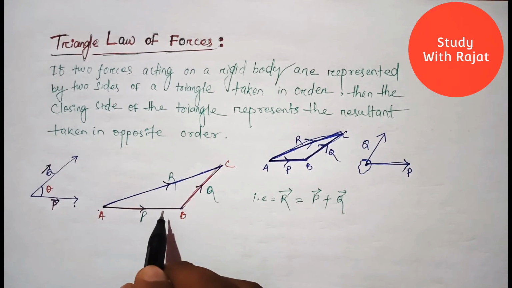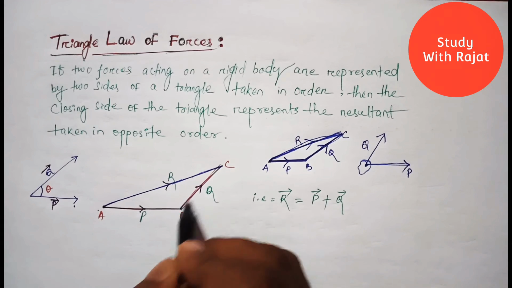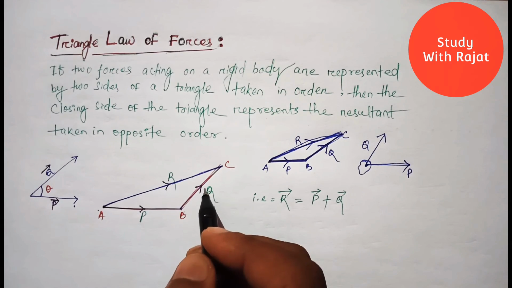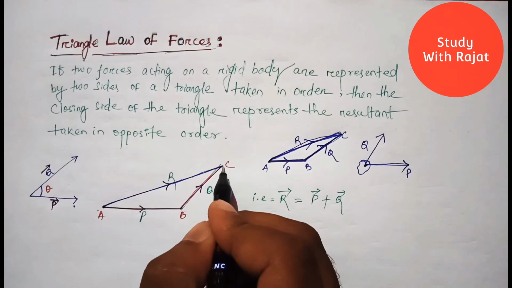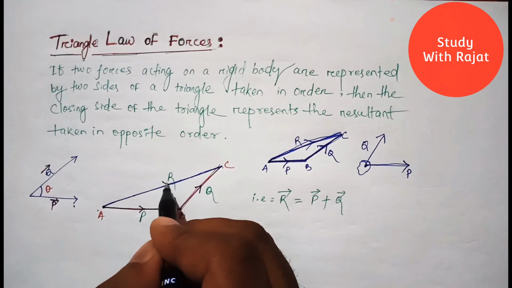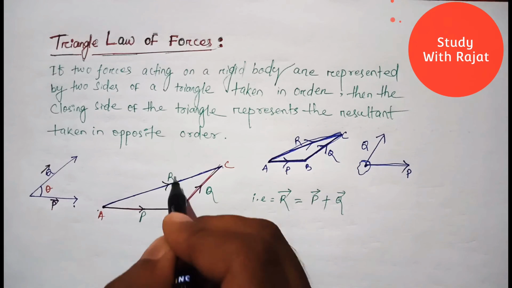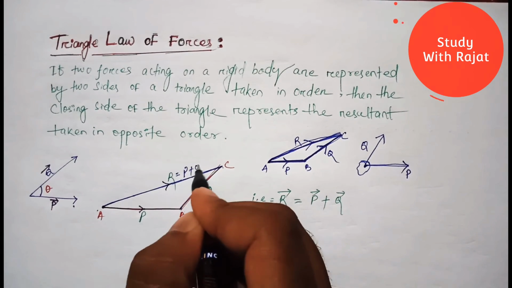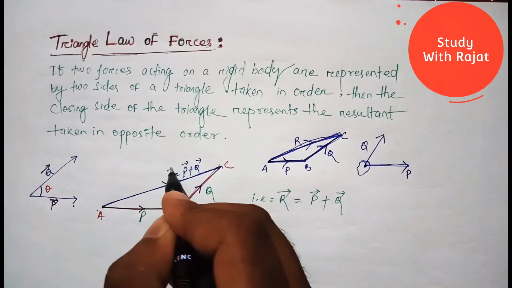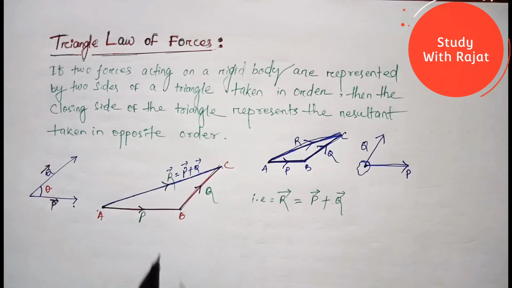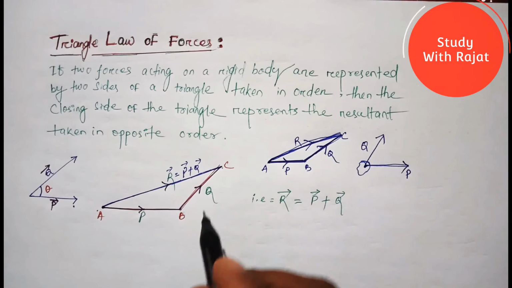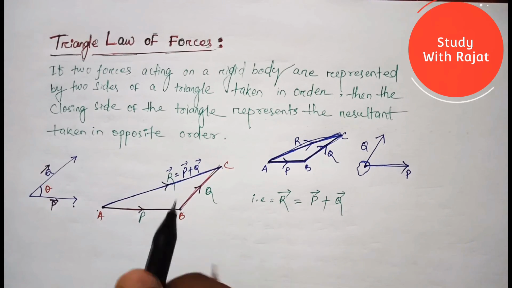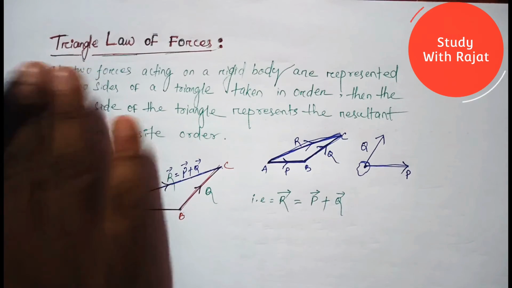So in this figure you can see the P force and the Q force, which are represented by two sides of a triangle, and the closing side is known as AC. So the closing side is represented as the resultant. So here the resultant R is equal to P plus Q. The P force and Q force are in the same order, but the resultant is in opposite order. So that's all about the triangle's law of force.